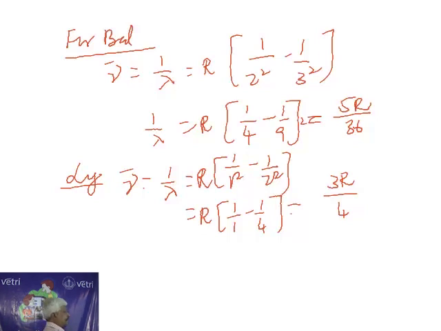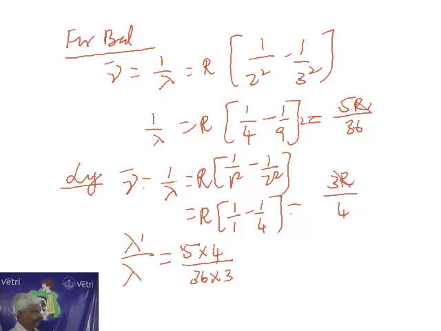For Lyman series, the question is asking 1 by lambda dash. And dividing these equations, I want to find out lambda dash by lambda, which is nothing but 5 into 4 by 36 into 3. Because on division, R is getting cancelled. 5 into 4 by 36 into 3.